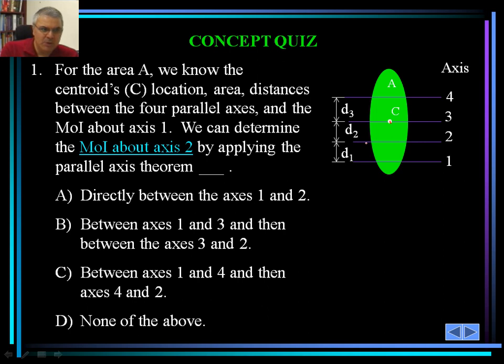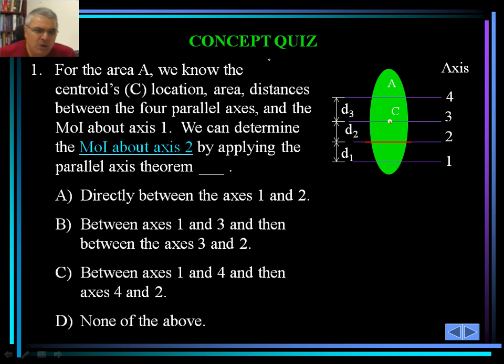But what we want to do is find the moment of inertia about axis 2 by applying the parallel axis theorem. Could that be possible? Which would be the correct answer here? A, directly between axis 1 and 2; B, between axis 1 and 3, and then between 3 and 2; C, between axis 1 and 4, and then axis 4 and 2; D, none of the above. So let's read the problem again.